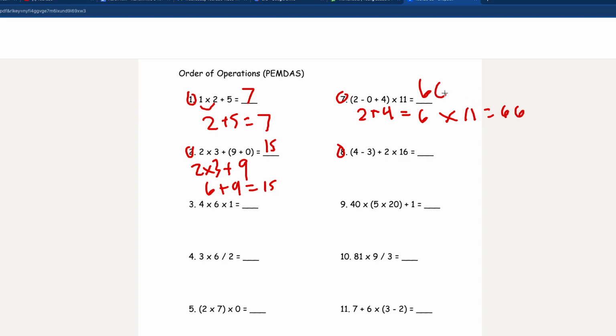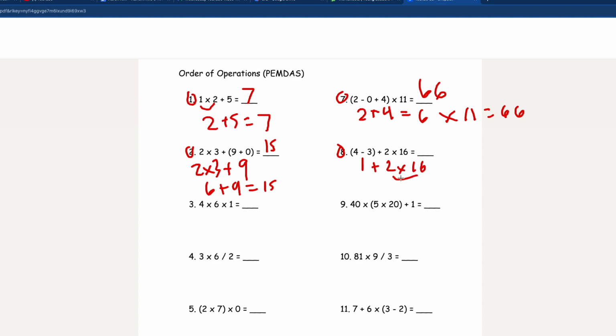So you're left with 66 is your final answer for number 7. Number 8, 4 minus 3 plus 2 times 16. We got to do the parentheses first, obviously. So 4 minus 3 is 1. So we're left with 1 plus 2 times 16. And then we have to do the multiplication.